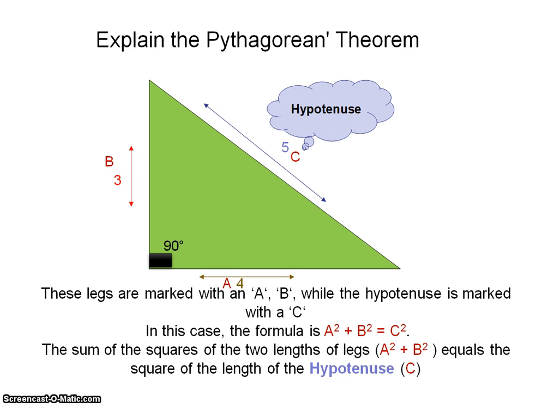To explain the Pythagorean theorem, these legs are marked with A and B, while the hypotenuse is marked with C. In this case, the formula is A square plus B square equals C square. The sum of the squares of the lengths of legs A and B equals the square of the length of the hypotenuse C.